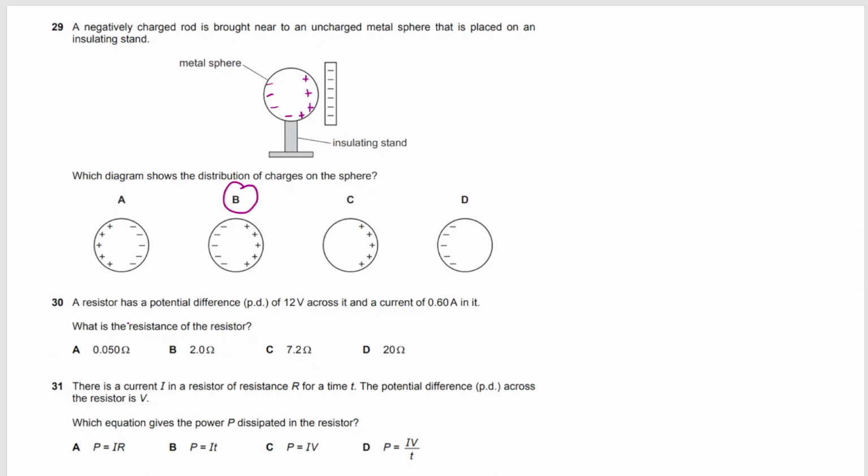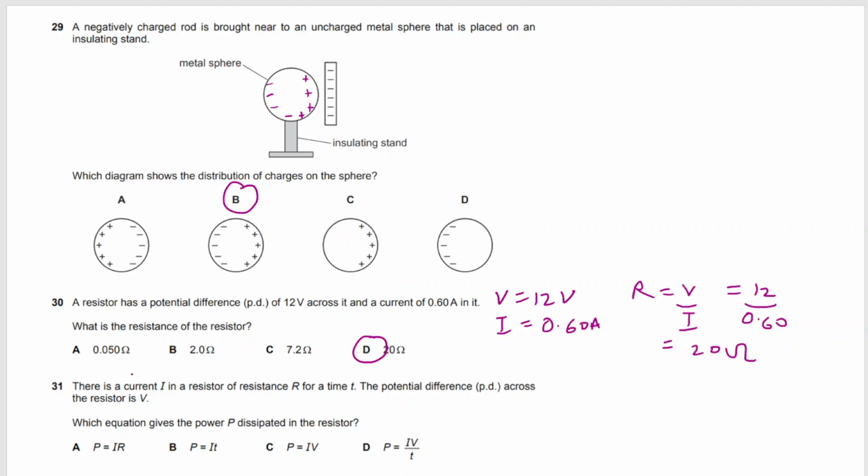Question number 30. A resistor has a potential difference of 12 volts. Current given is 0.60 ampere. We have to calculate the resistance. So from Ohm's law, R is equal to V upon I. V is 12, I is 0.60. So we get 20 ohms. So the correct answer is D.